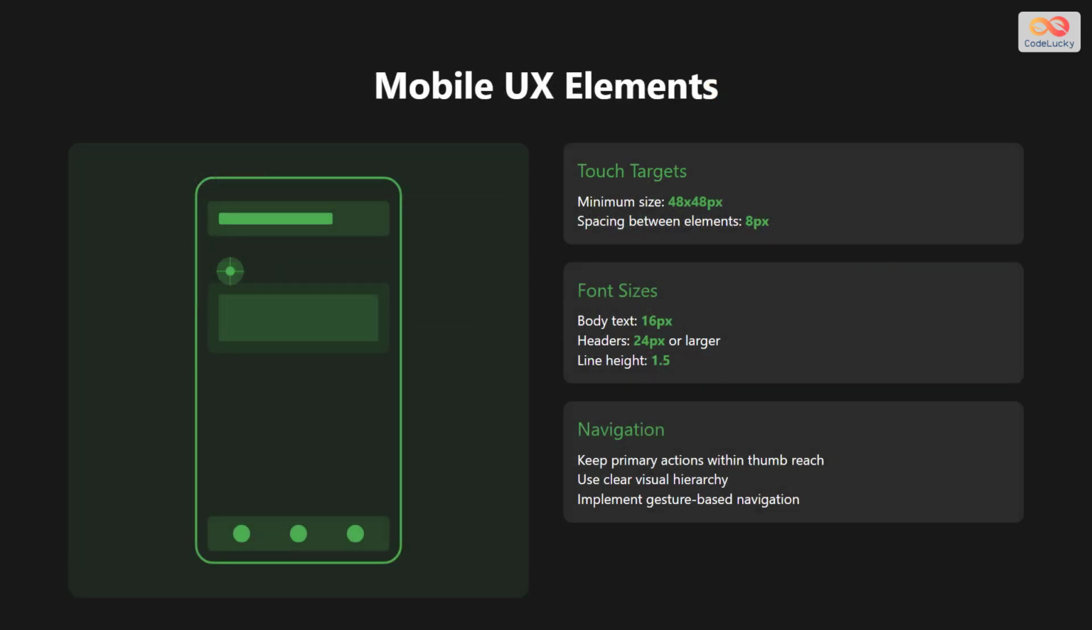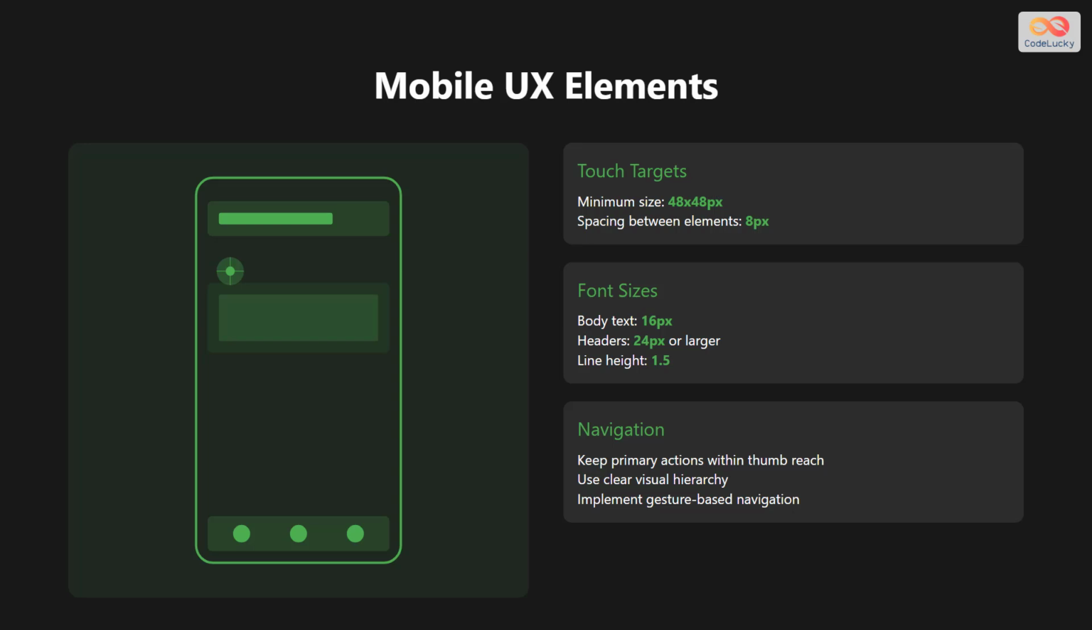Let's look at mobile user experience elements. When creating touch targets such as buttons, ensure that they are at least 48 by 48 pixels in size. Also, provide at least 8 pixels of spacing between tappable elements. This makes it easier for users to tap them accurately.